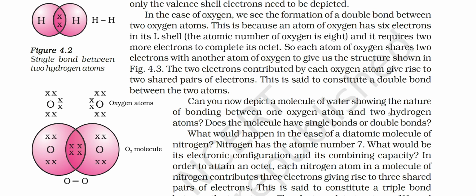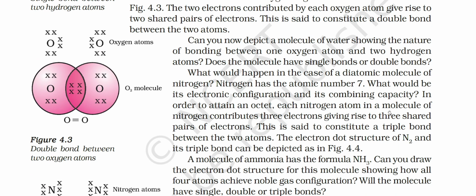In the case of oxygen, we see the formation of a double bond between the two oxygen atoms. This is because an atom of oxygen has 6 electrons in its L shell. The atomic number of oxygen is 8 and it requires 2 more electrons to complete its octet. So, each atom of oxygen shares 2 electrons with another atom of oxygen to give us the structure shown in the figure 4.3.